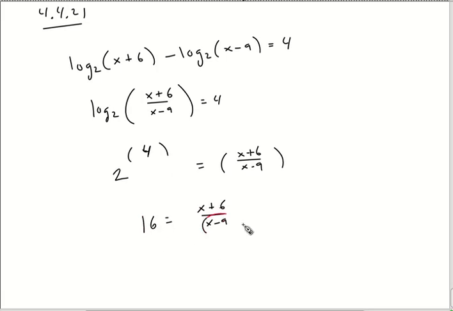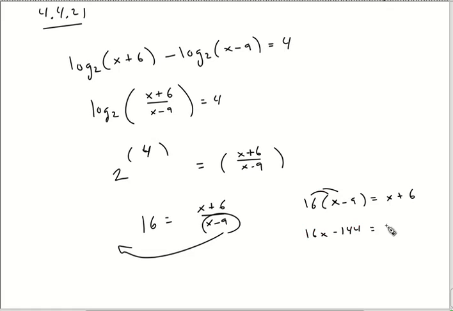I'm going to multiply this to the other side, and so then I got 16 times x minus the 9 is equal to x plus 6. Distribute the 16. What is that going to be? 144. I'm looking at my notes. I mean, these are big numbers, man.